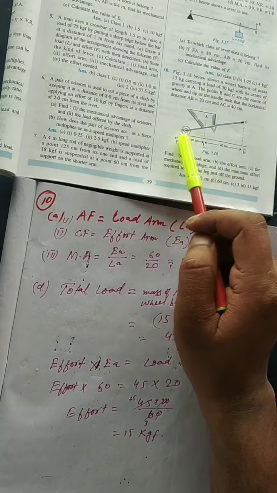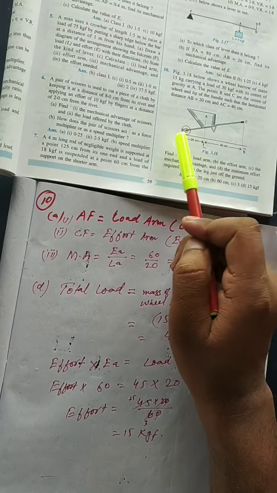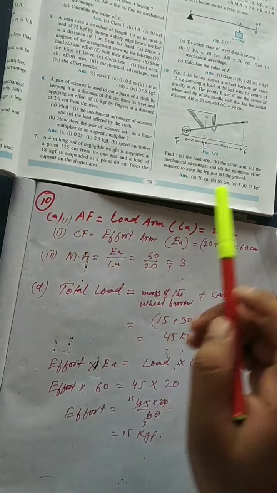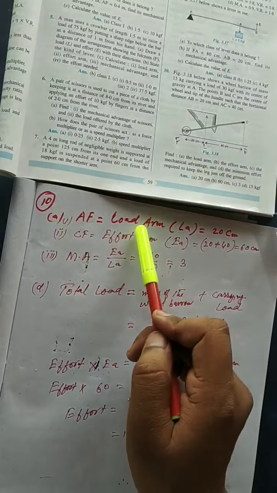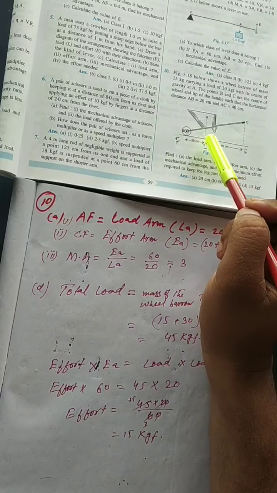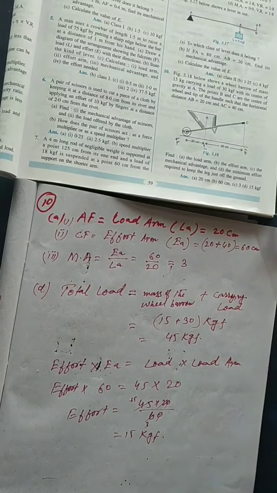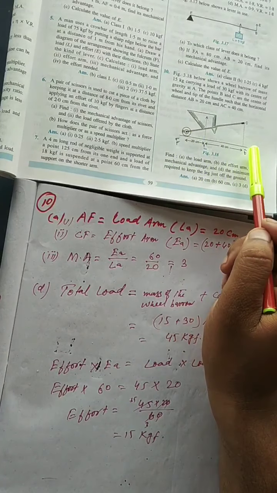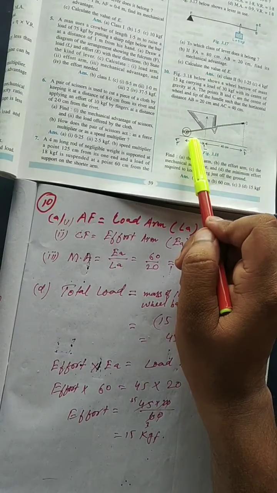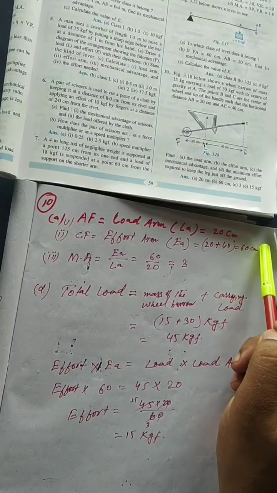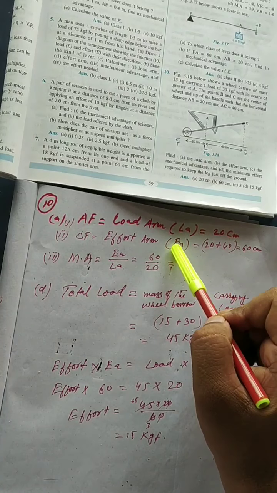The distance between fulcrum and load is called the load arm. So the load arm will be 20 centimeter. We will write AF or AB. AF, that is LF. This is the load arm, 20 centimeter, and the distance between fulcrum and effort is the effort arm. From here to here the distance is 20 plus 40, 60 centimeter. Now we have the load arm and the effort arm.